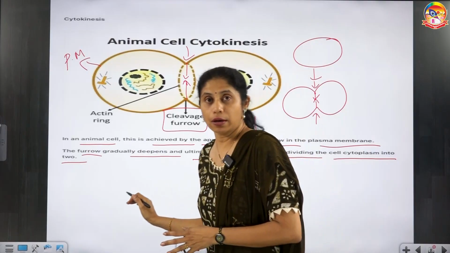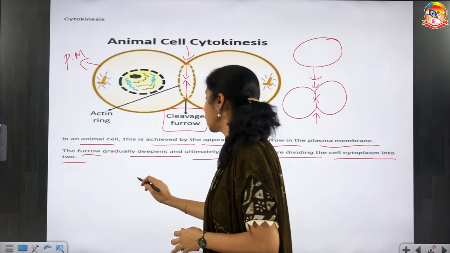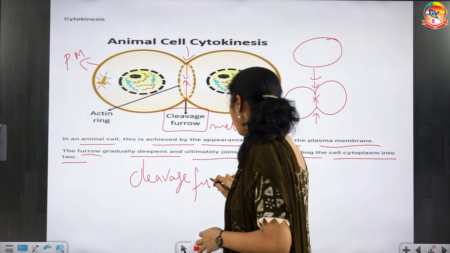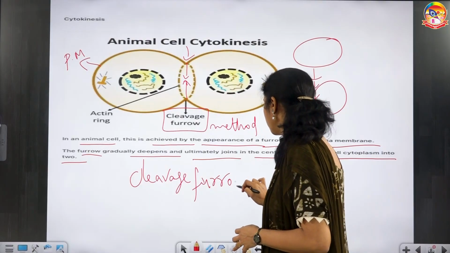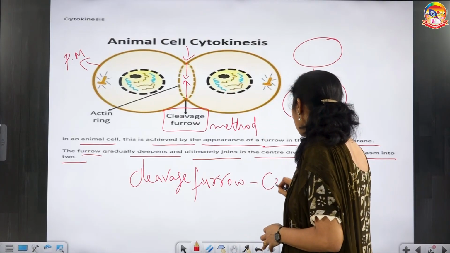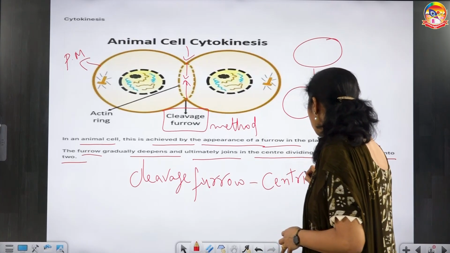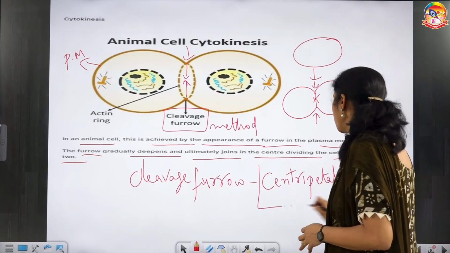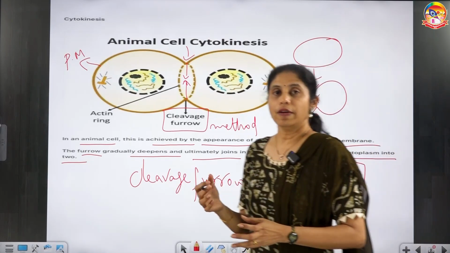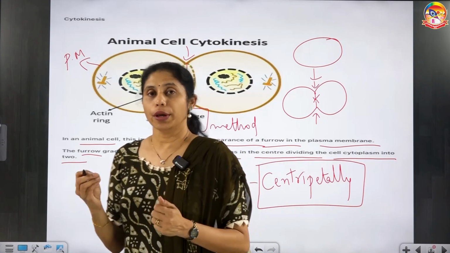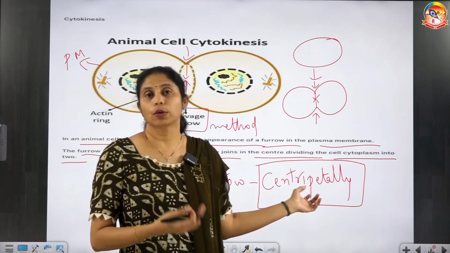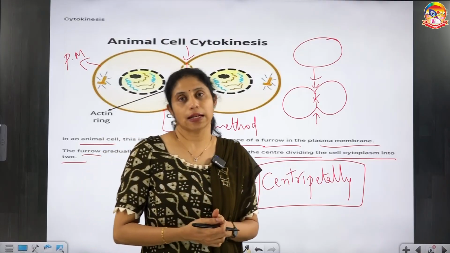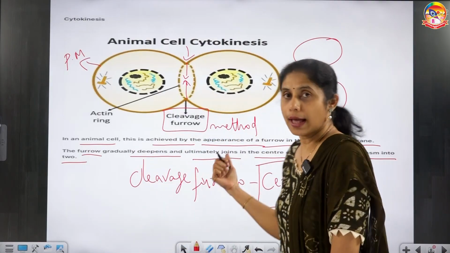What you have to remember here in the animal cytokinesis is that the cleavage furrow grows in the centripetal manner. This is the important word here. Always the cleavage furrow will be growing towards the center. So centripetal growth will be there, and then it divides the single cell into two daughter cells. This is what is going to happen in the animal cells.